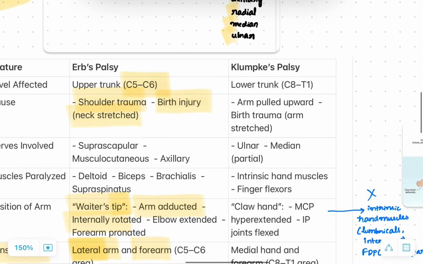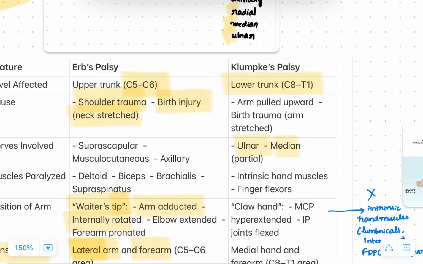And next, coming to Klumpke's palsy. Here the lower trunk is injured, that is C8 and T1 form the lower trunk. This is injured and it occurs because of pulling of the arm or in birth trauma where the arm is overstretched. Whenever during the delivery the arm is pulled and overstretched, it will lead to C8 to T1 injury leading to Klumpke's palsy.